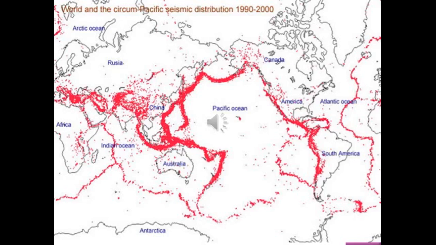In this Pacific belt, several plates meet: the North American plate, South American plate, Pacific plate, Eurasian plate, Australian plate. All of them meet in the Pacific Ocean. That's why there are a lot of earthquakes and volcanic eruptions in this Pacific Ring of Fire.